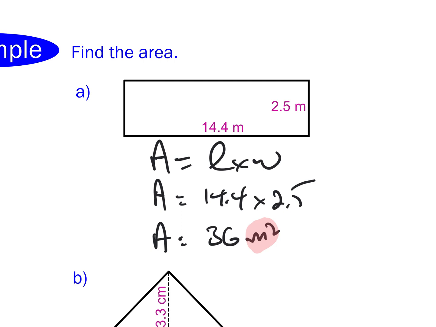When we're talking about area, and that is what we're talking about here, we are talking about meters squared. Okay? We are talking about meters squared. Everything is squared. If we're talking about centimeters, then we're talking about centimeters squared. If we're talking about feet, then we're talking about feet squared.